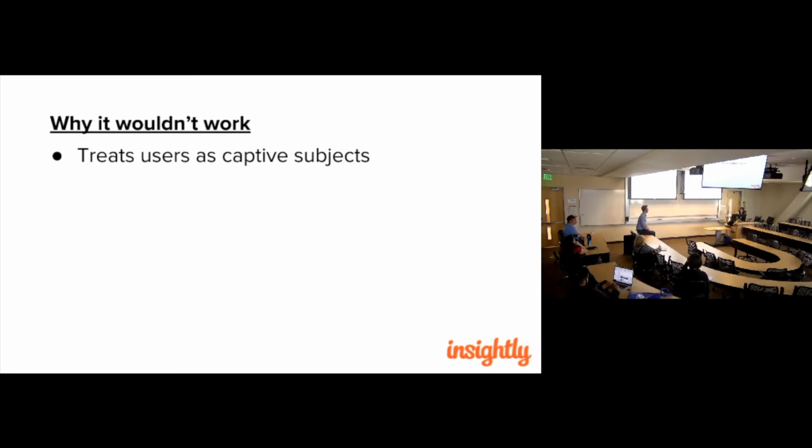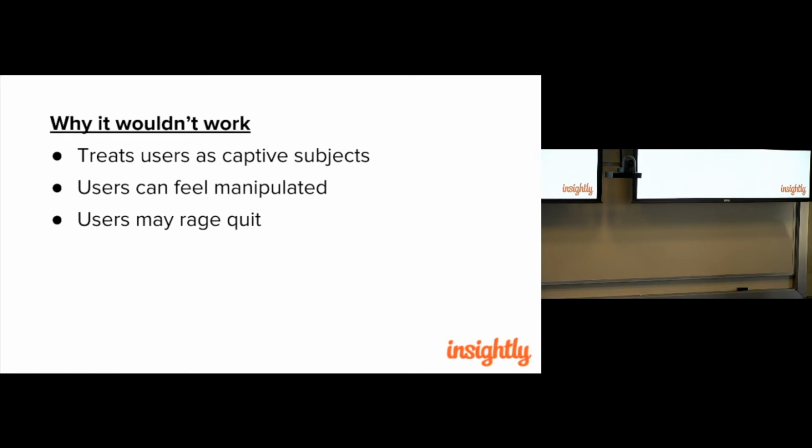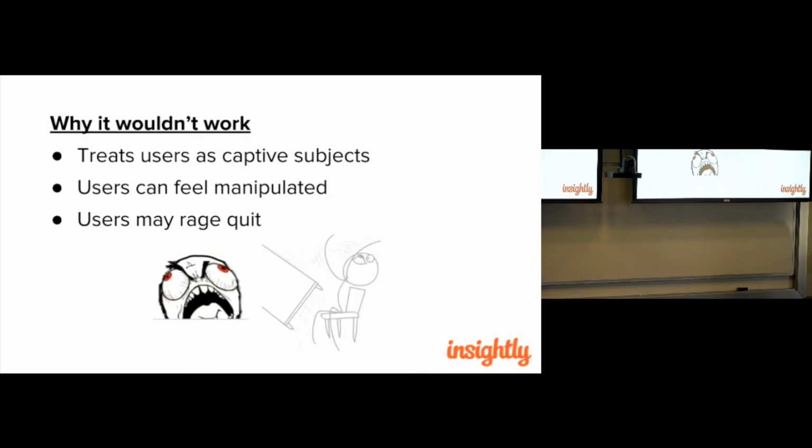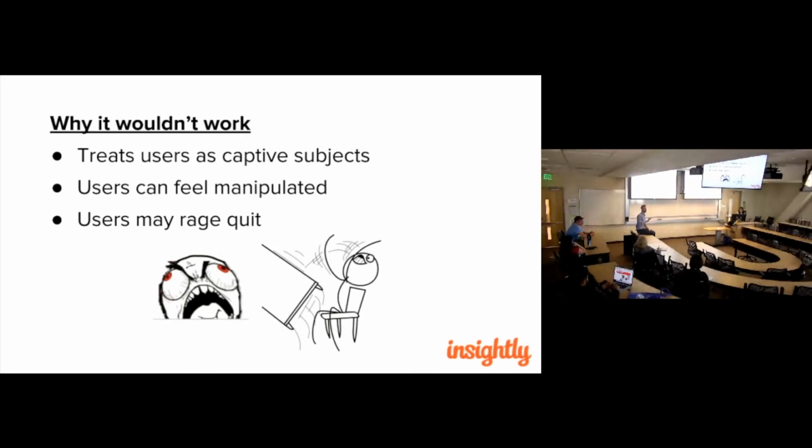We can't treat our users as captive subjects. Users can feel manipulated. We need to treat them as voluntary and valuable audiences. And users may simply rage quit and turn off your platform altogether. Has anybody ever done that before? Approached a blocker and just been like, no, I'm out. Sorry, your product might be great, but I'm not doing that for you.